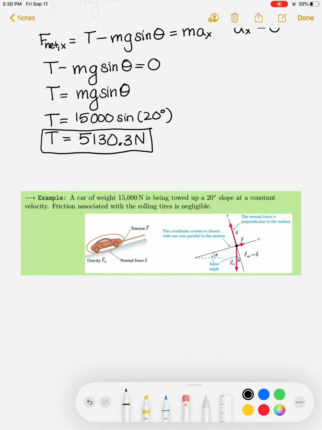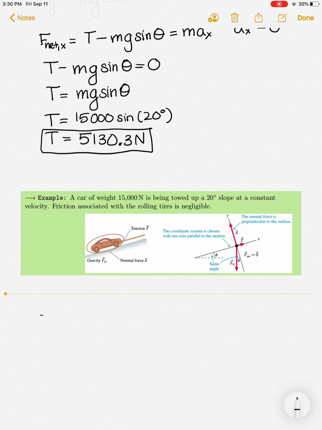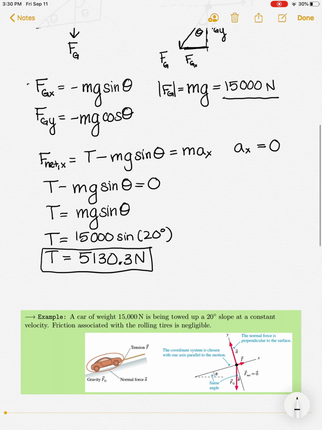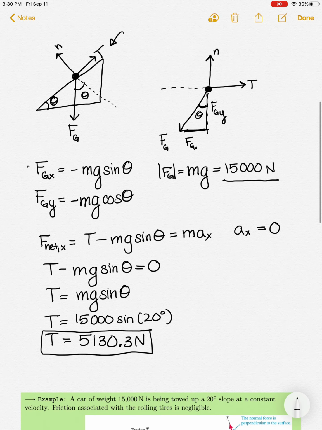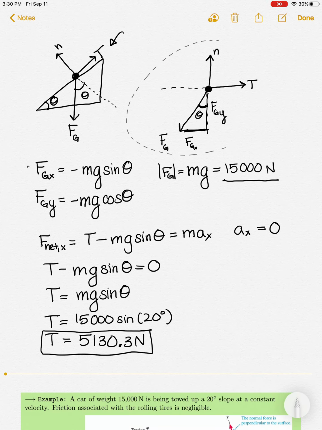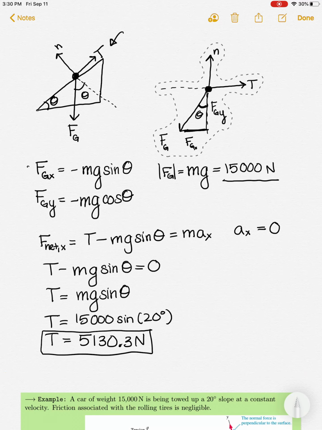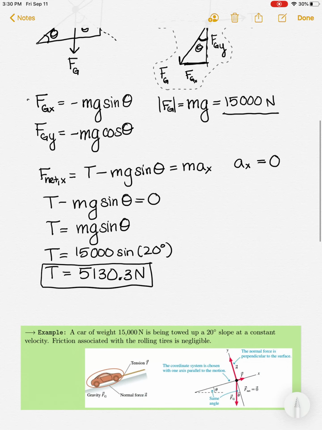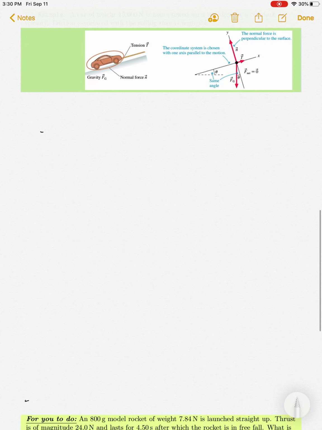So now, whenever we're writing this out, we have the same force diagram. So let me copy that, and let me paste it right here.